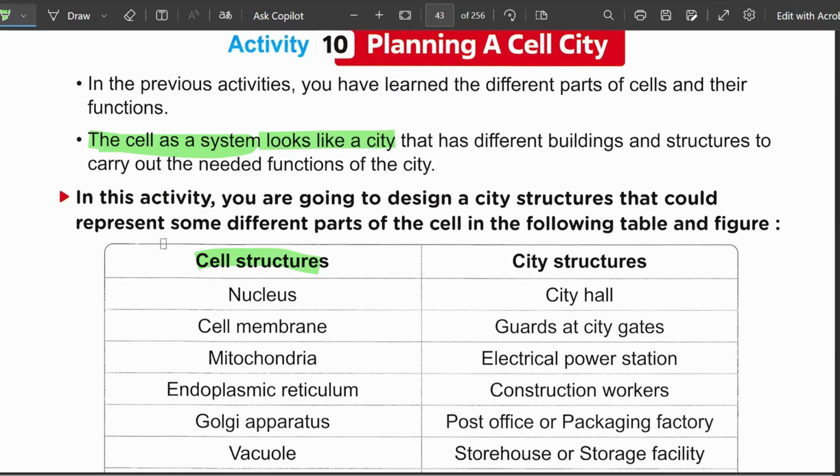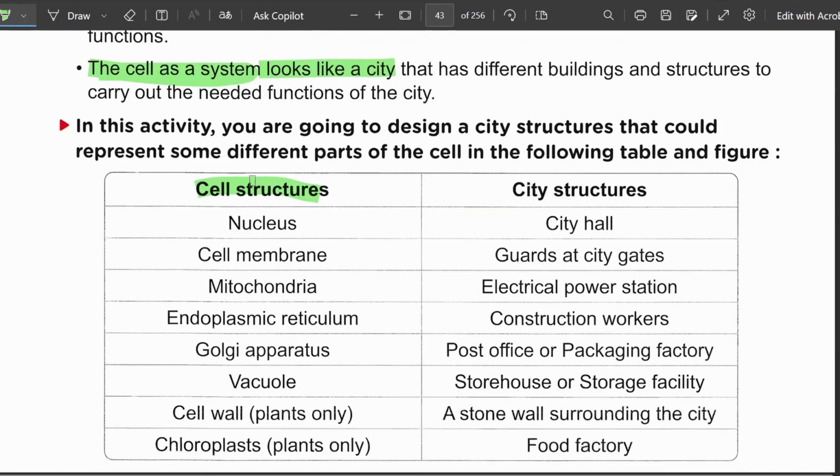Here is a simple comparison between a cell and a city. Cell structures: the cell has a nucleus, while the city structure has a city hall. Okay, nucleus and city hall. Both of them are almost the same because they perform the same role. The nucleus forms protein and controls cell division, and the city hall is very important for people in the city.